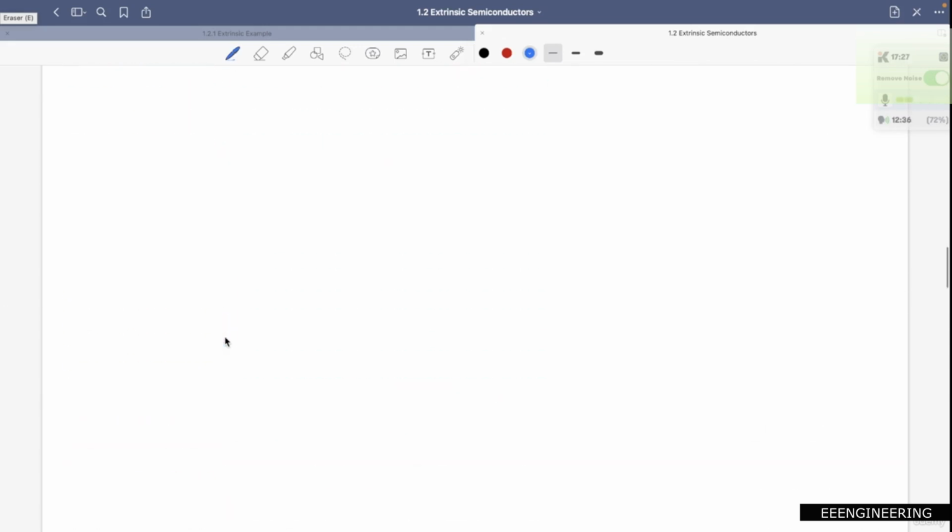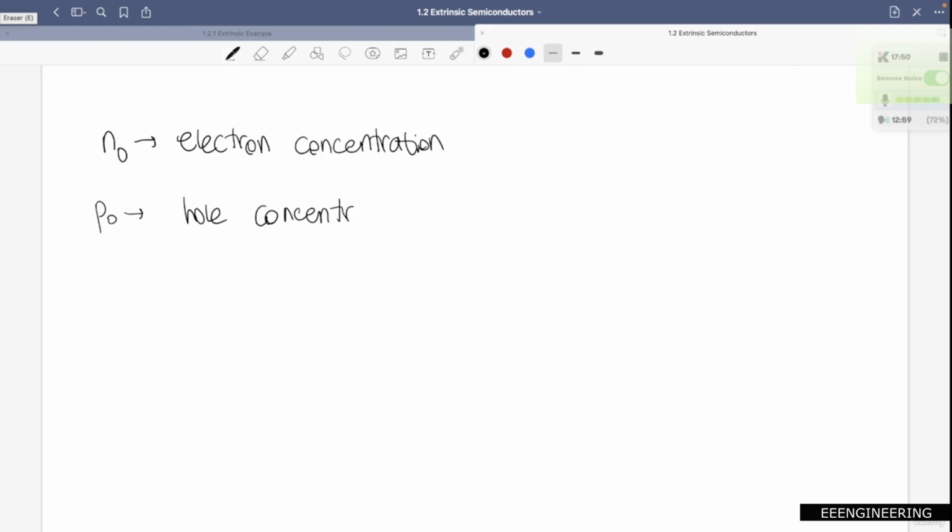Now, let me show you the relationship between electron and hole concentration in a semiconductor. We have N0, which is the electron concentration. Let me put that in here because these definitions are really important. Then we also have P0, which stands for hole concentration. We are going to define a relationship between these two.